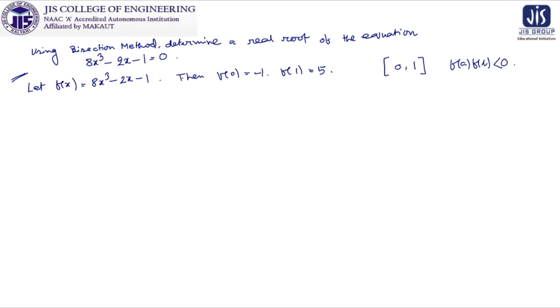This will be done by a little program, and those 2 points will be generated or sorted out by a very small computer program in a fraction of a second. Okay, so once this is done, our job is to find out x1, which is half of 0 plus 1, that is 0.5.